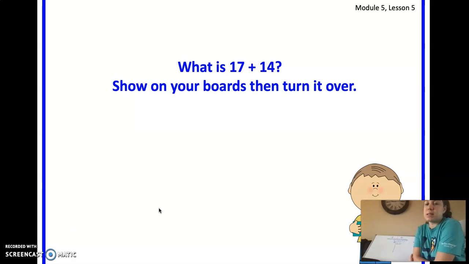Now, what is 17 plus 14? So on the page before, we did 17 plus 12 and 17 plus 13. So what is 17 plus 14?